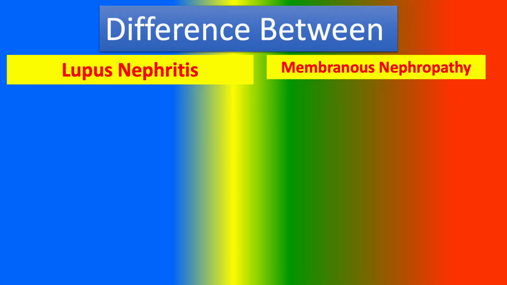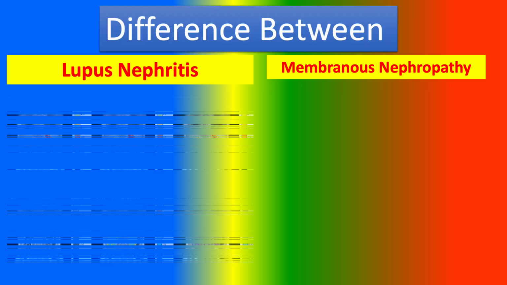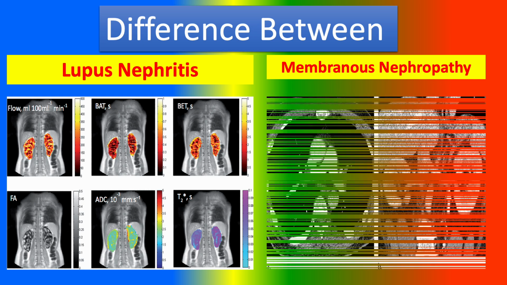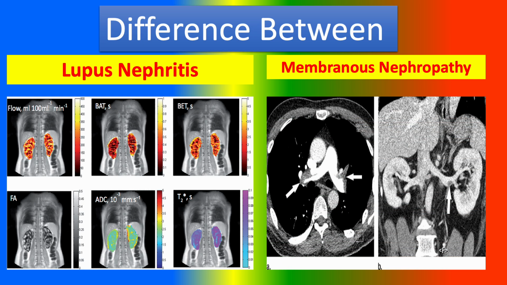Difference between lupus nephritis and membranous nephropathy. Look at this picture, it shows the MRI biomarkers of lupus nephritis, then the membranous nephropathy MRI findings, in detail.